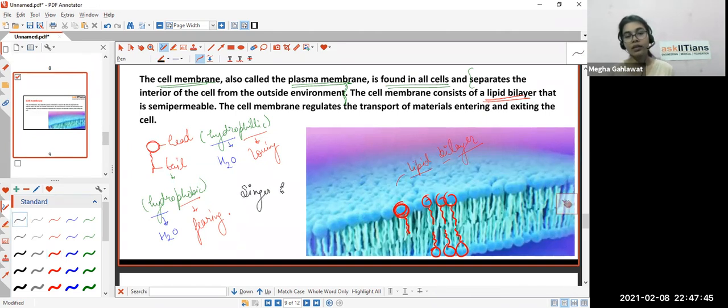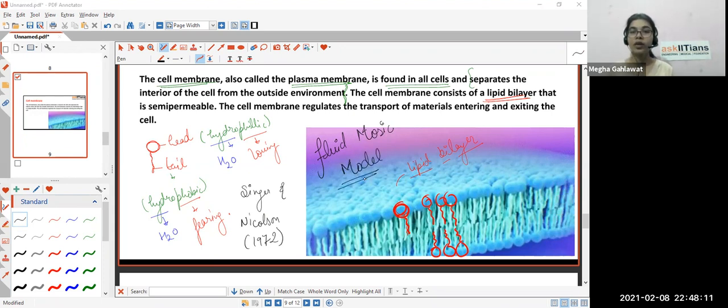Singer and Nicholson, in 1972. Okay, so this was given by Singer and Nicholson in 1972, and this is called the fluid mosaic model. Okay, and this is the most accepted model throughout the places. Why? Because it explains most of the things, and it explains how exactly the cell membrane is structured, or what are the components of the cell membrane, and how exactly it works.